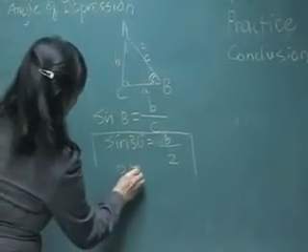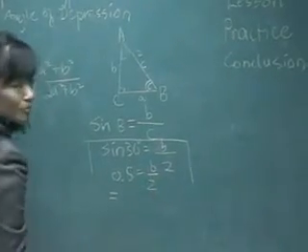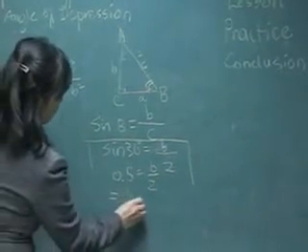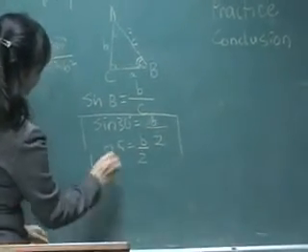So 0.5 equal to B over 2. So B equal to? Equal to what? One.